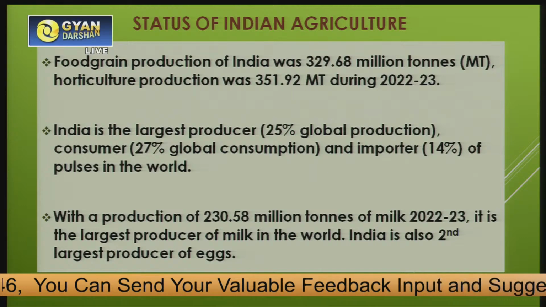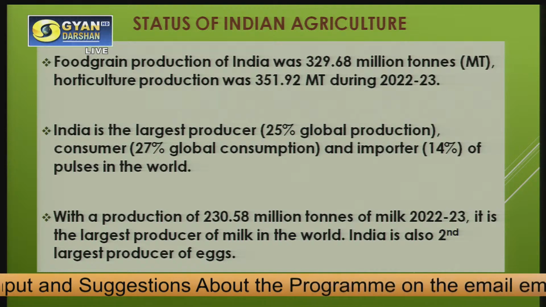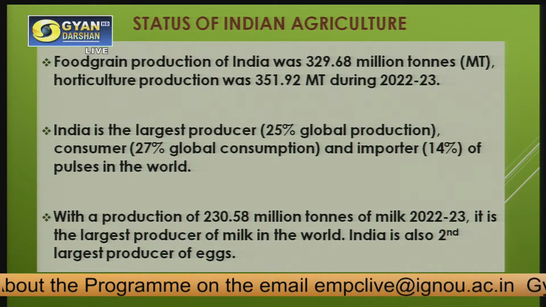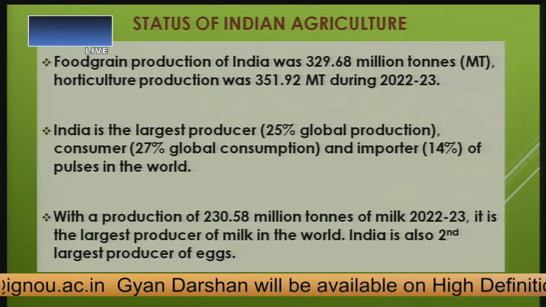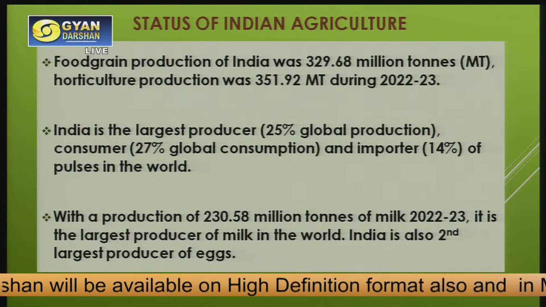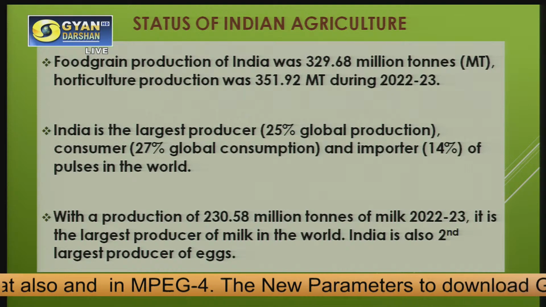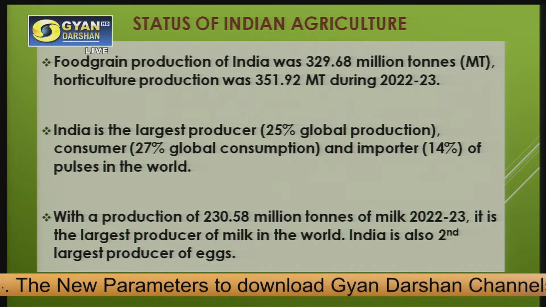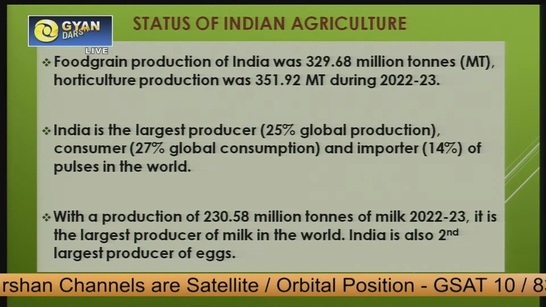The food grain production of India is around 329 million tons. And the horticultural production, that is fruits and vegetables, was around 351.9 million tons during 2022-23. Now, India is also one of the largest producers, consumers, and importers of pulses in the world. India, with a production of around 230 million tons of milk, is one of the largest producers of milk in the world, and India is also the second largest producer of eggs in the world. Here it is important to state that India has around 15% of the world's livestock population.